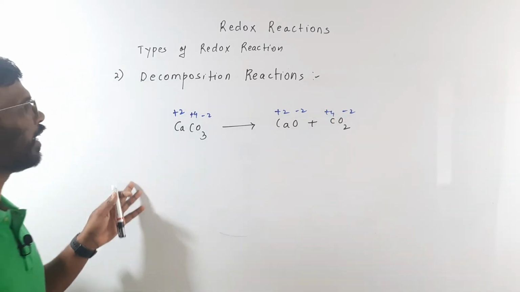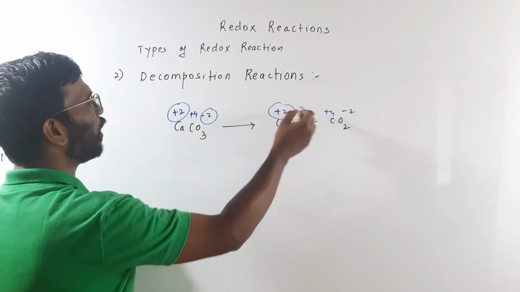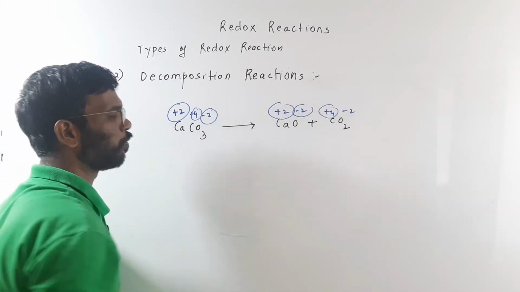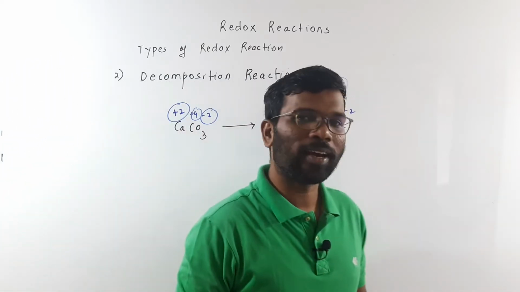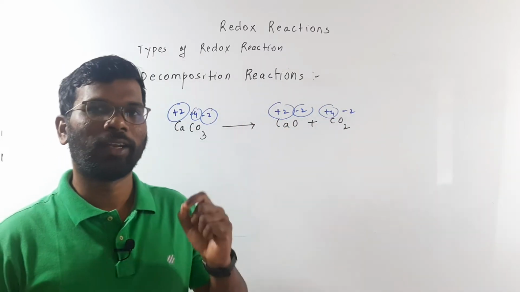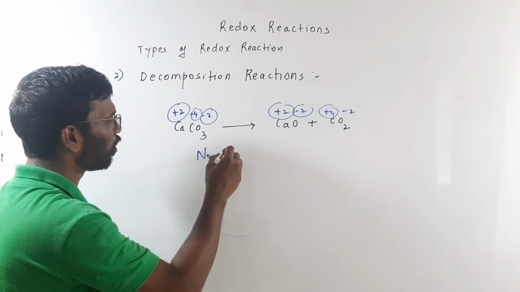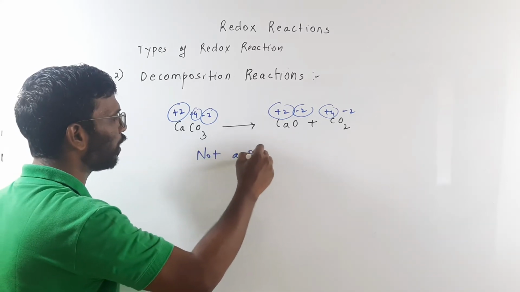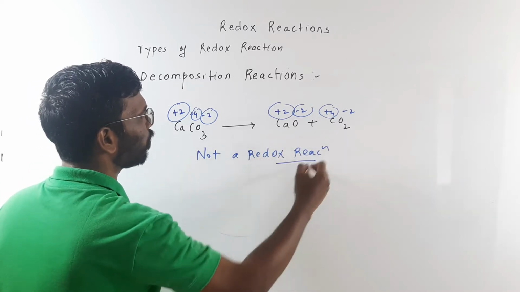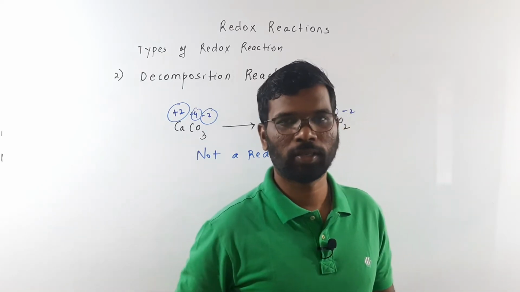So there is no change in oxidation state, like this is +2, +2. Oxygen is -2, oxygen is -2 everywhere. Carbon is +4, this is also +4. So what we can conclude over here is that all the decomposition reactions are not redox reactions. This is not a redox reaction, because there is no change in oxidation state of any of the reactants or the products.